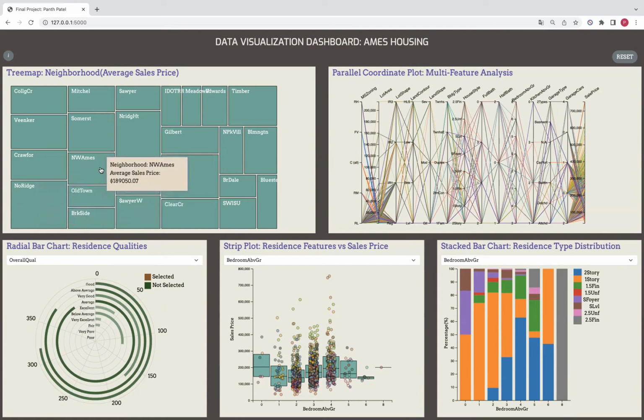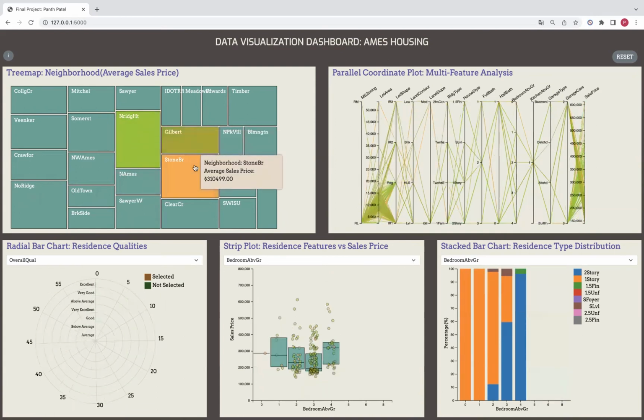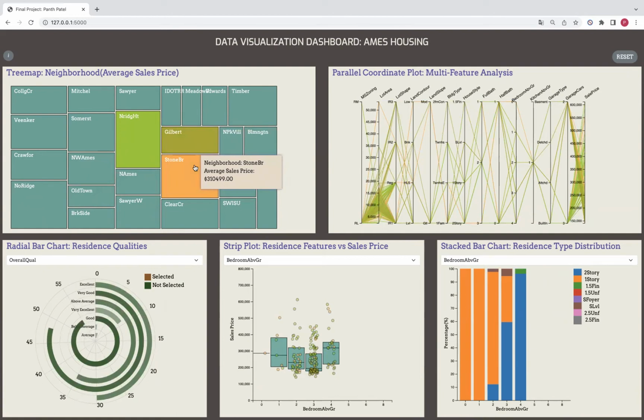And there's also a clicking functionality. For example, if we click on these three neighborhoods, we can get the data filtered for these three neighborhoods, and all the rest of the plots will reflect that data. All the neighborhoods have a unique color dedicated to them. Clicking on those boxes gives a different unique color, and those unique colors would be the same for the parallel coordinate plot and the strip plot.